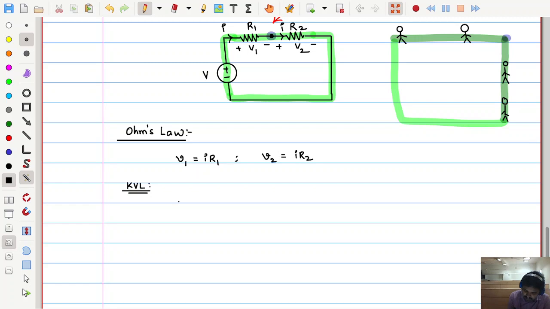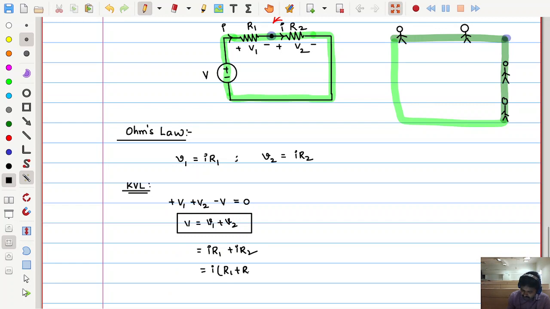So Kirchhoff's voltage law states that plus V1 plus V2 minus V is equal to 0. If we simplify these things, can I get V is equal to V1 plus V2? This is one equation. Now from Ohm's law we got what is V1, what is V2, so let us substitute those values here. V1 is I into R1, V2 is I into R2. If we take the current common, we get this as I into (R1 plus R2). So this is what V.